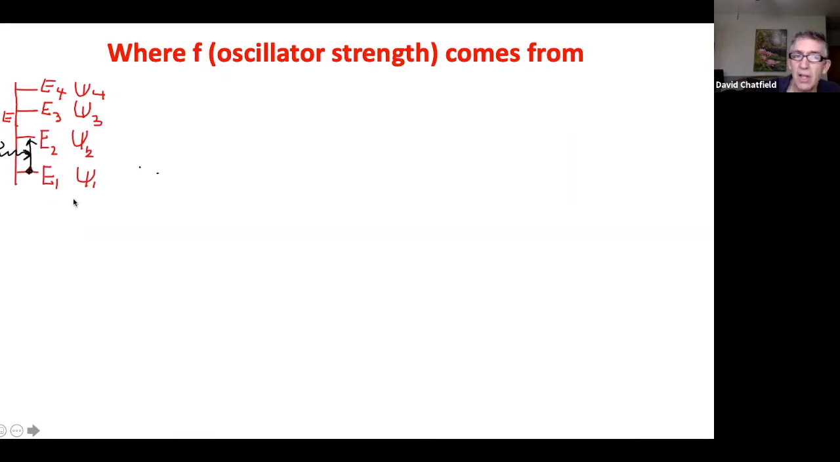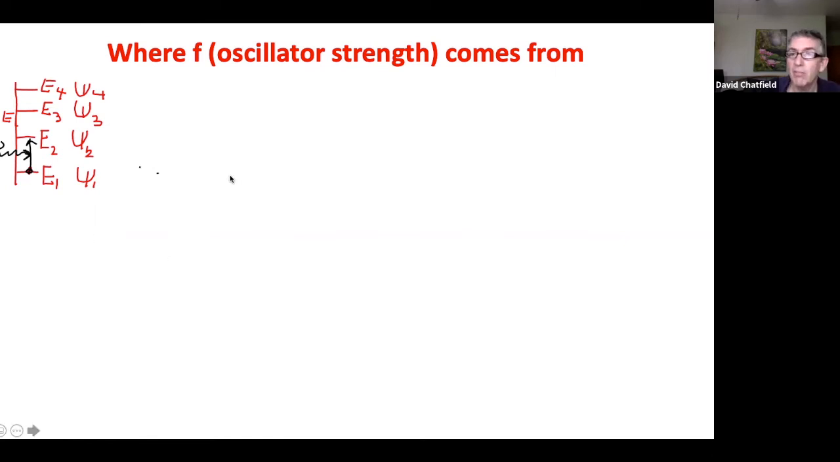What does the rate of transition depend on? What I want you to think about is, suppose you have a large collection of molecules and you're shining light. We're going to consider monochromatic light for now, just frequency nu. So the only excited state accessible at this frequency is E2.